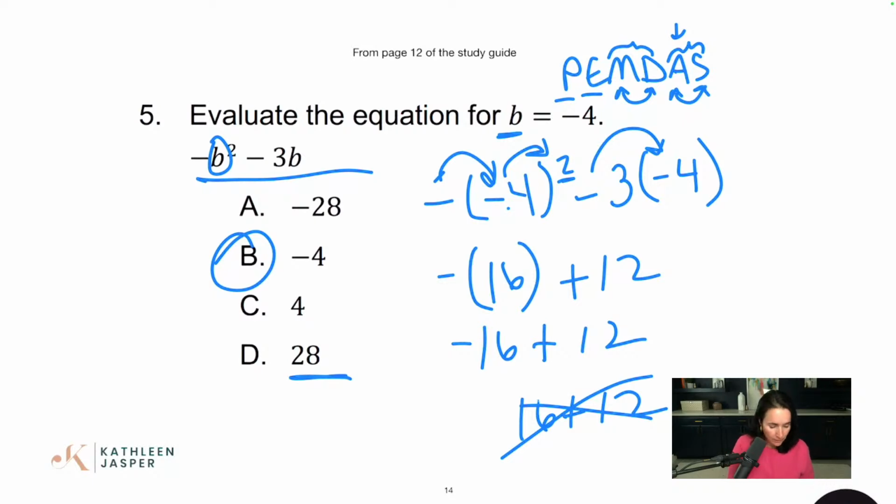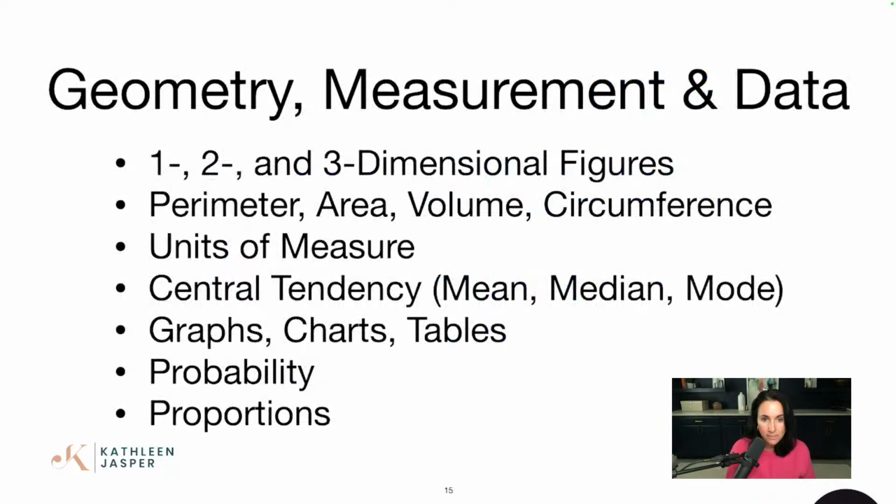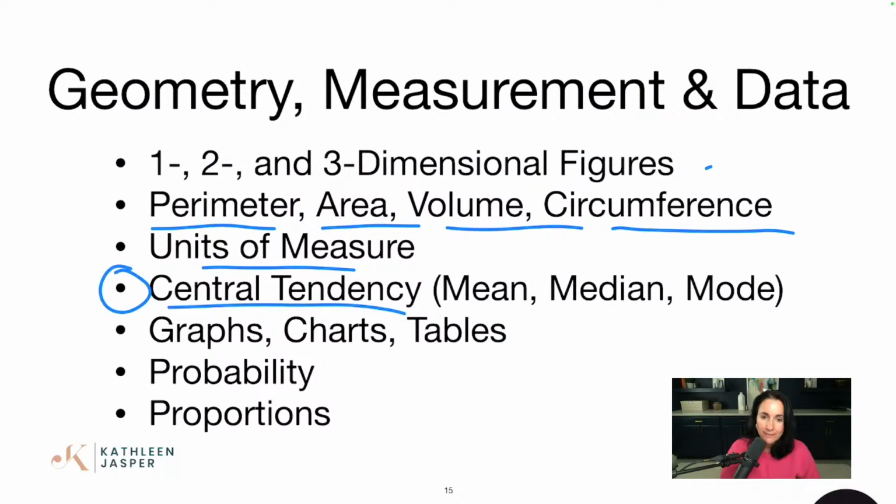Okay, let's move on. Last one is going to be geometry, measurement, and data. This is crazy. It's a big one. We've got 1, 2, 3-dimensional figures. We've got perimeter, area, volume, circumference, units of measure. I added central tendency. It's not in the specs. Those are the test specifications where they tell you what's on the exam.